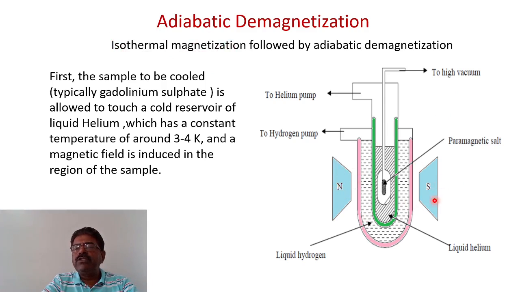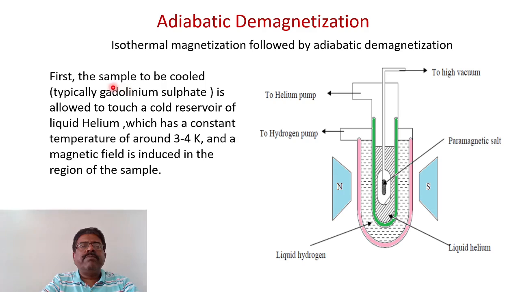You can see these are strong magnets. That means a strong magnetic field is applied. Inside this inner part, you can see the sample actually. Okay, a paramagnetic salt, gadolinium sulfate, for example. This is the salt which is evacuated. A high vacuum system is working to keep this particular environment evacuated, and surrounding this you can see these black lines. This is liquid helium. So it is immediately surrounded by liquid helium.